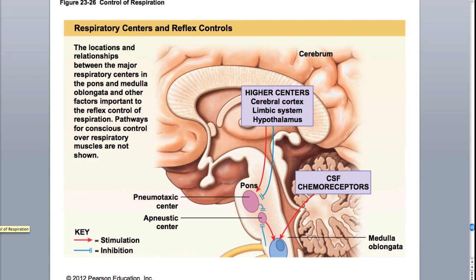Now, to make sure we have pictures, here's your picture. So here's your pons, the pneumotaxic, the apneustic. I would study this picture above and beyond the slides I've mentioned so far. So I would really study this picture. You can see the stimulation effect and the inhibitory effect. So this is important.